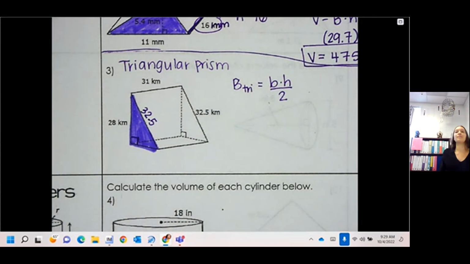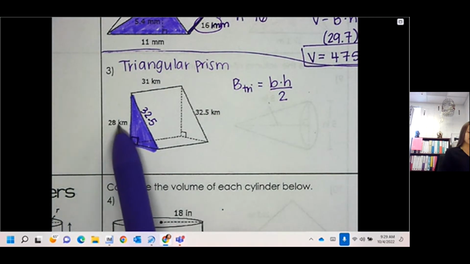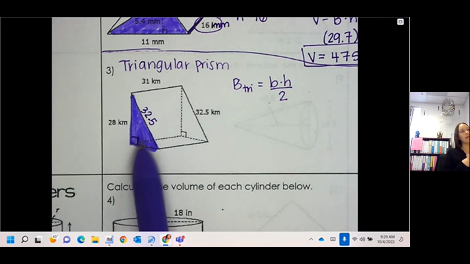Question. Would it be 62? Where'd you get 62 from? Because 28 minus 90 would be 90. So I can't do that because this is a side length and that's an angle measure. They're two different things, so I can't combine them together.